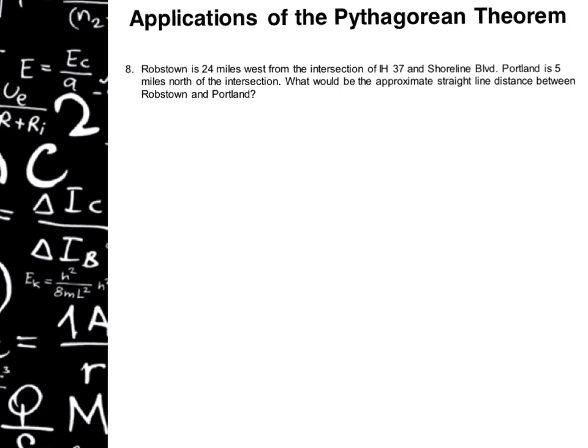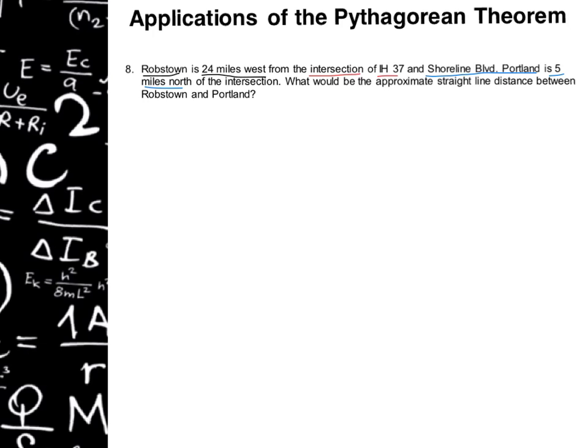Question 8 says Robstown is 24 miles west from the intersection of IH 37 and Shoreline Boulevard, Portland is 5 miles north of the intersection. What would be the approximate straight line distance between Robstown and Portland? So on most of these questions on this homework assignment, you're going to need to draw pictures. This one is talking about Robstown being 24 miles west from intersection IH 37. And it says Shoreline Boulevard, Portland is 5 miles north of the intersection.